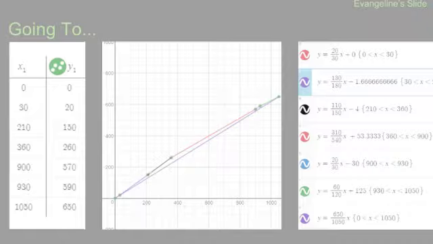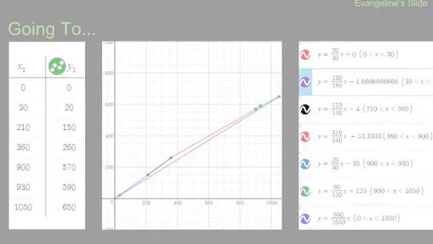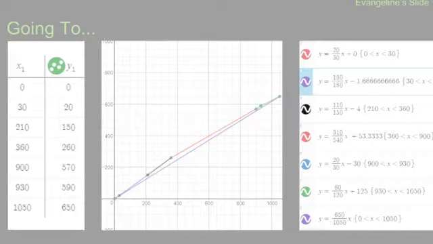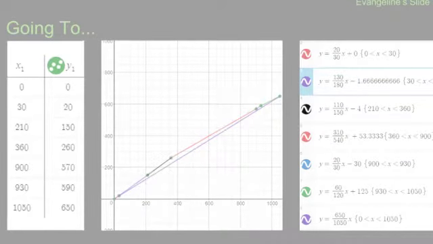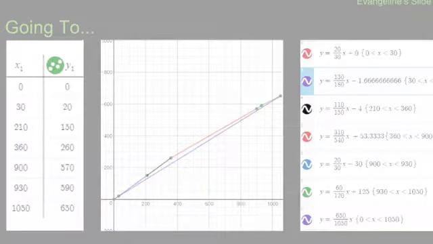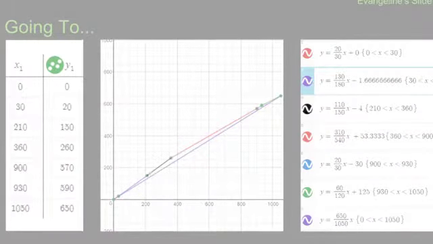X is greater than the previous number that is x, but less than the next number that is x. For example, x is greater than 0, but x is less than 30. And that is how to graph the distance and time separately. To find the whole trip, do the same steps, but with the first and last points together.